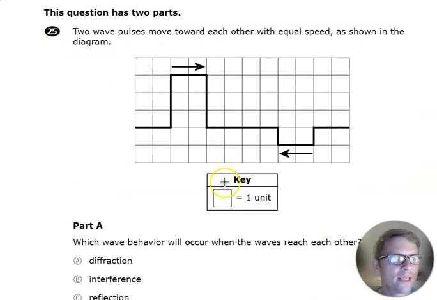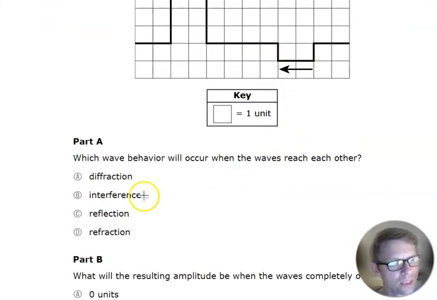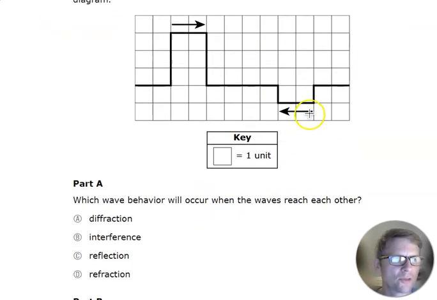Here we've got some waves. This is interference. We've got two wave pulses coming at each other, a crest and a trough. Positive amplitude, negative amplitude. It's going to be interference, and the resulting amplitude is going to be 3 minus 1.